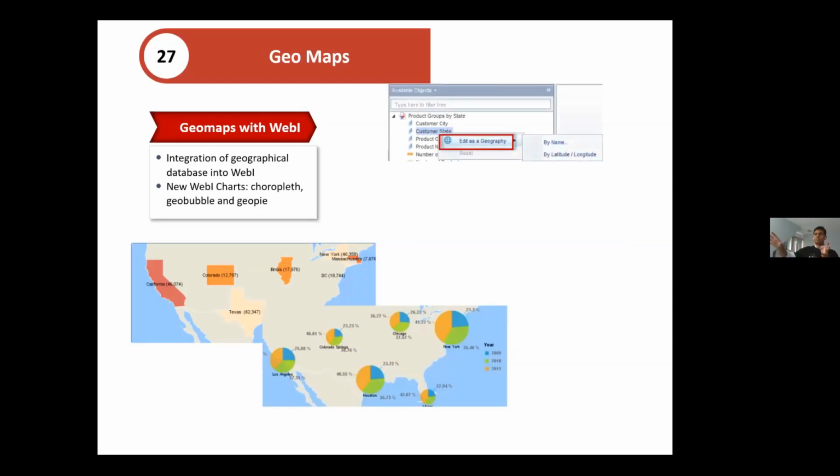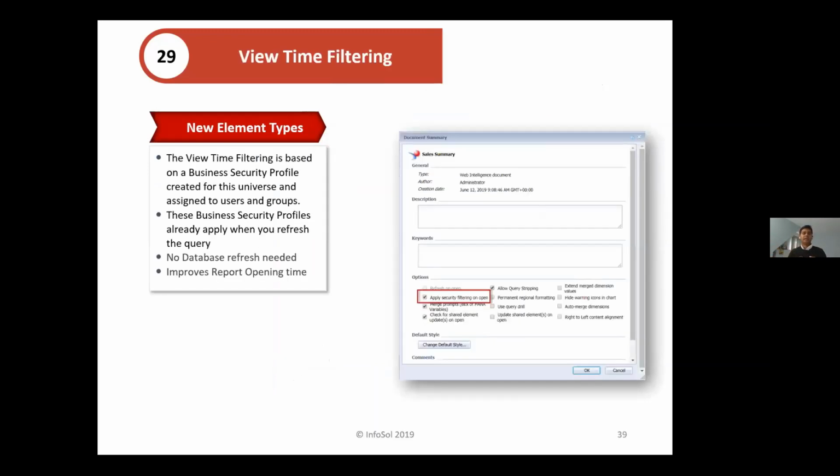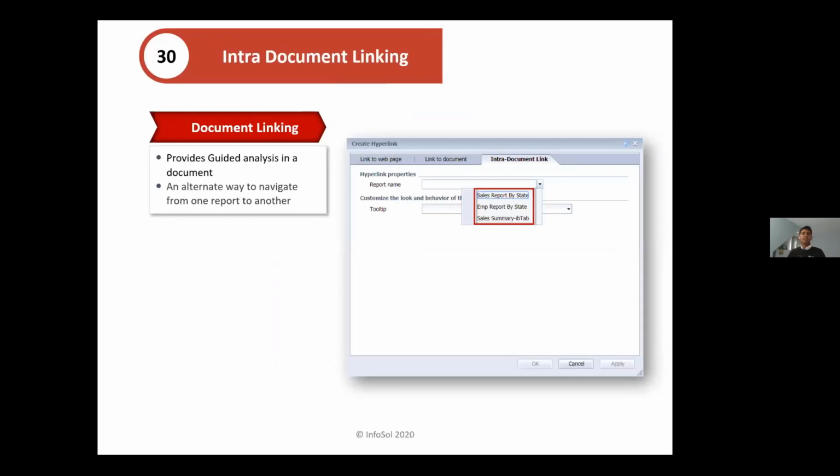And here is an option where you can edit a particular dimension as a geo dimension. And similarly, you have a time dimension that can be edited once you have a particular time as well. So time and geo dimension hierarchy are things that were added in 4.2. We do have view time filtering, which is based on a business security profile. So based on the user who logs in, you can have a different view that's connected to their business security profile. And then comes our document linking, where you can have separate report tabs within Web Intelligence, and you can have this intra-document linking that can be combined directly into it.